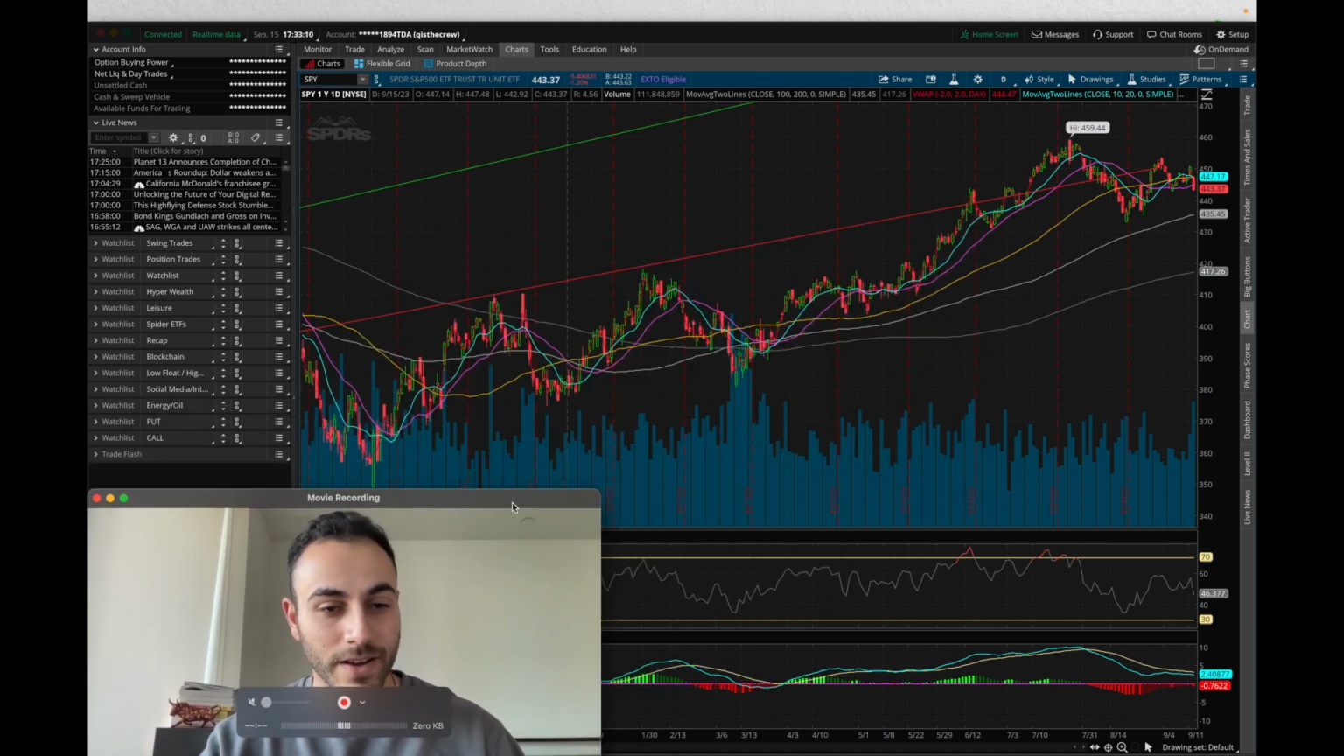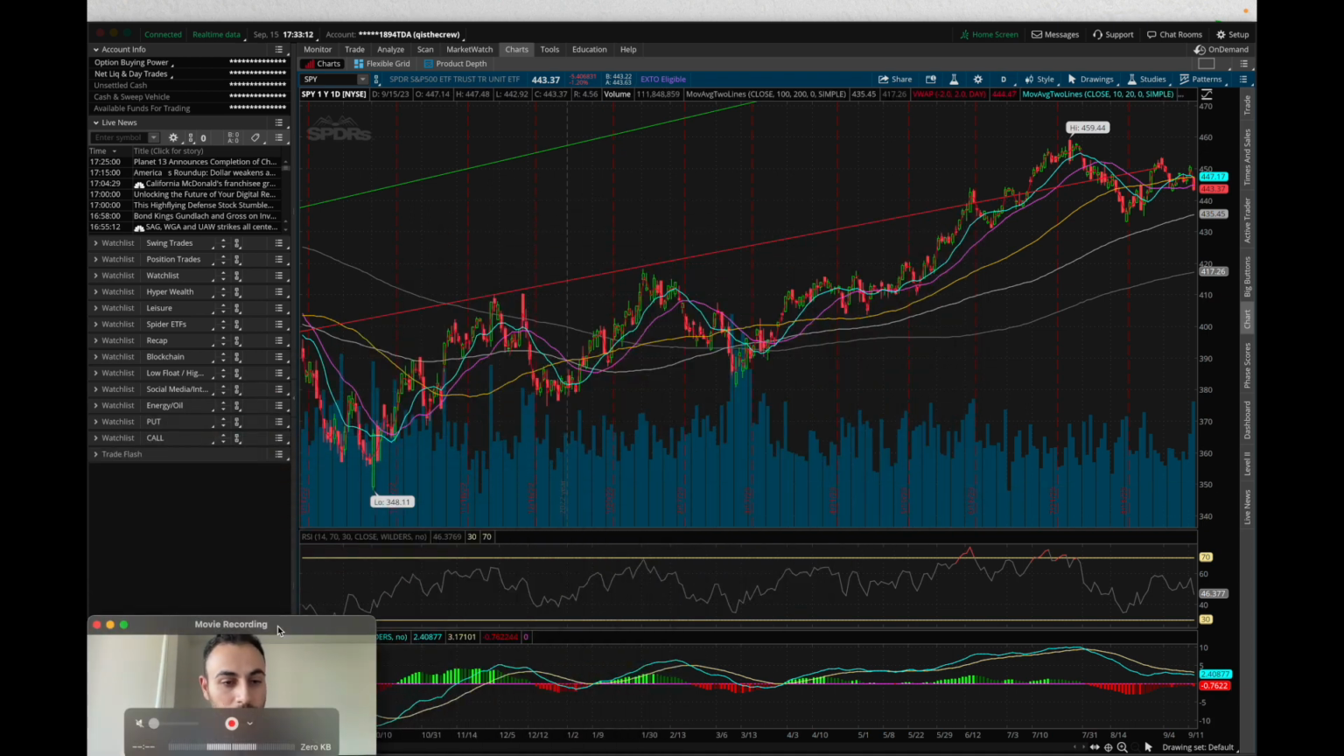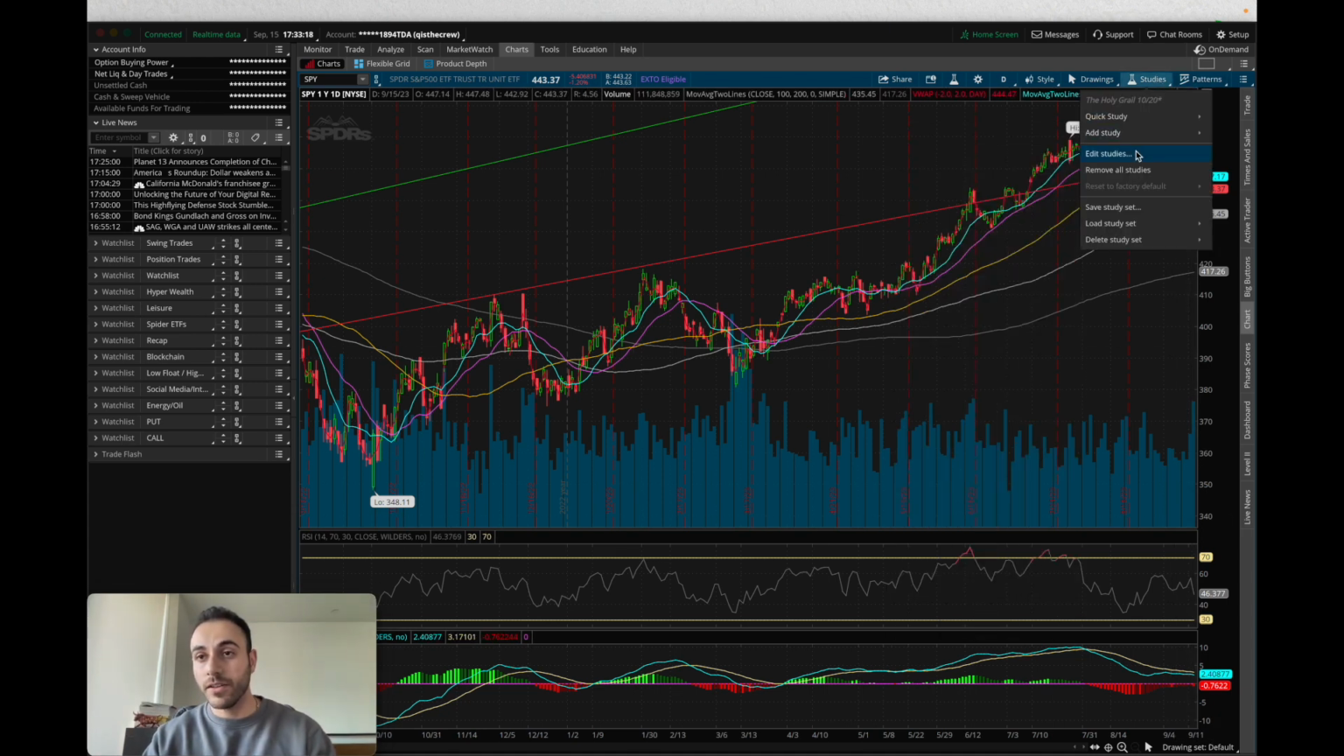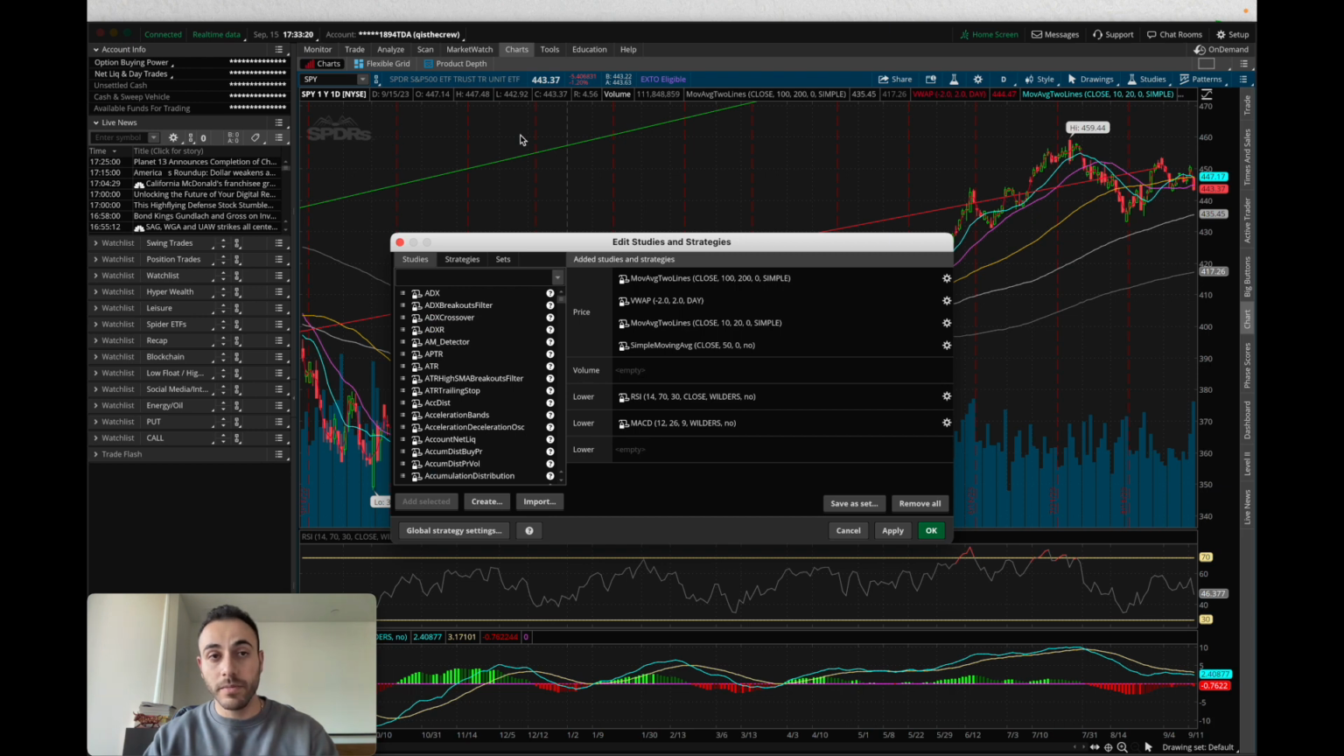I'm going to move myself out of the way here, and we're going to start by talking about what indicators you need in order to apply the strategy. I'm on Think or Swim, and you can use this on any platform of your desire. Any reputable brokerage account that offers charting is going to have these studies. These are the 10, 20, 50, 100, and 200 day moving averages.